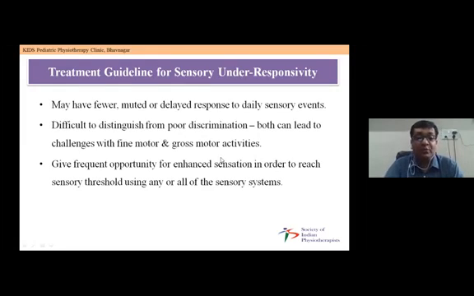Give frequent opportunities for enhanced sensation in order to reach sensory threshold, using any or all of the sensory systems, based on your clinical experience. Either give vestibular, tactile and proprioceptive input together, or when the child is responding very slowly, give tactile or vestibular or proprioception one by one. So these were a few ideas I put down for sensory under responsivity.